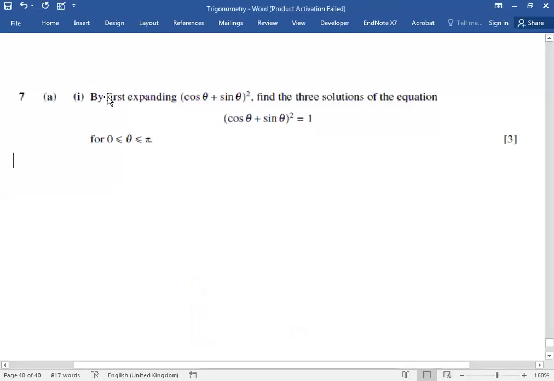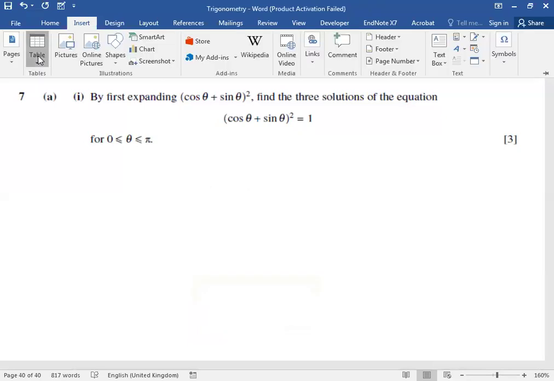What is the first part saying? By first expanding this, find the three solutions of the equation. The question is already telling you to expand this and then find the three solutions to this particular equation. How do we do this?